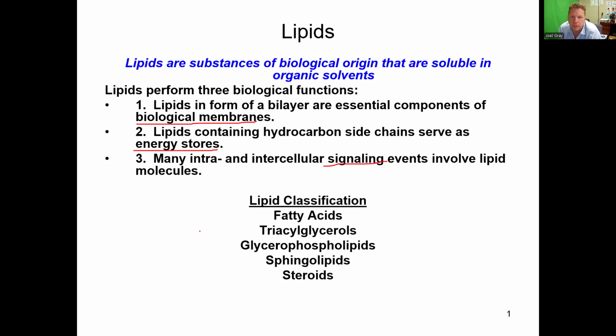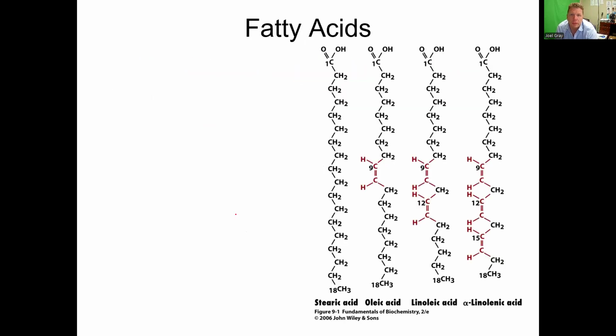Now, in terms of the classes of lipids that we're going to talk about: fatty acids, triacylglycerols, glycerophospholipids, sphingolipids, and steroids. I think that most people are familiar with lipids in the context of triacylglycerols or fatty acids, in part because if you go get your annual physical and they do blood work on you, they're going to do what's called a lipid panel, and that lipid panel will look at your triacylglycerols and your free fatty acids. So those are the ones that I typically think about as dietary lipids. But we're going to get into all of them.